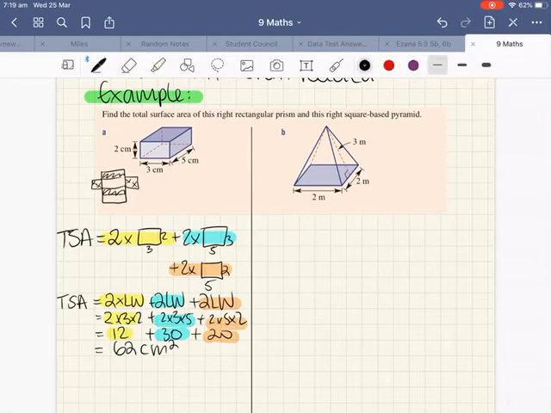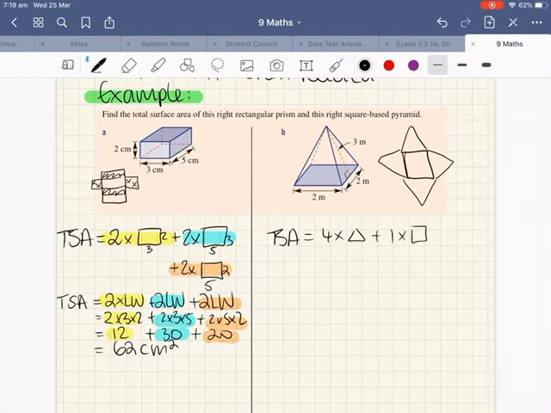We follow that exact same logic with the pyramid, but now rather than having 4 rectangles, if we think of a pyramid, we have a square on the bottom with 4 triangles coming out. So our total surface area of a pyramid is going to be 4 times that triangle plus 1 times that square on the bottom. In other words, we've got 4 times base times height on 2, plus 1 times length squared.